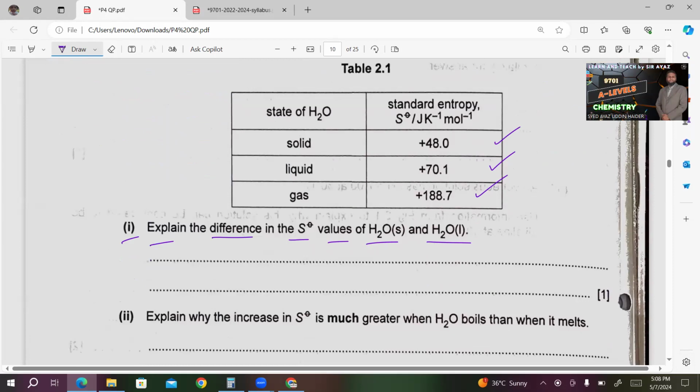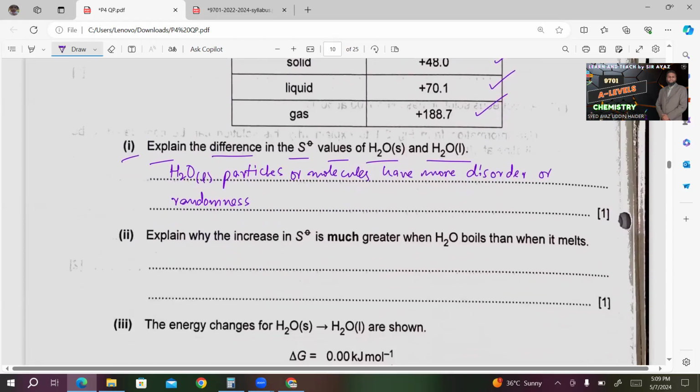H2O liquid particles or molecules have more disorder or randomness. Looking at the values, it's getting more positive.